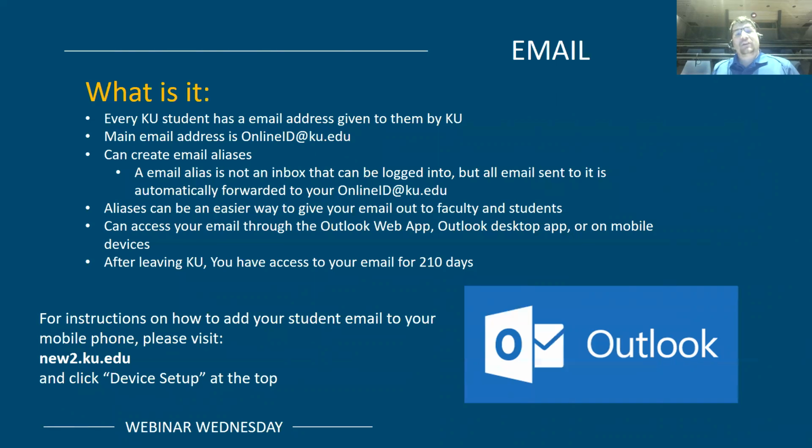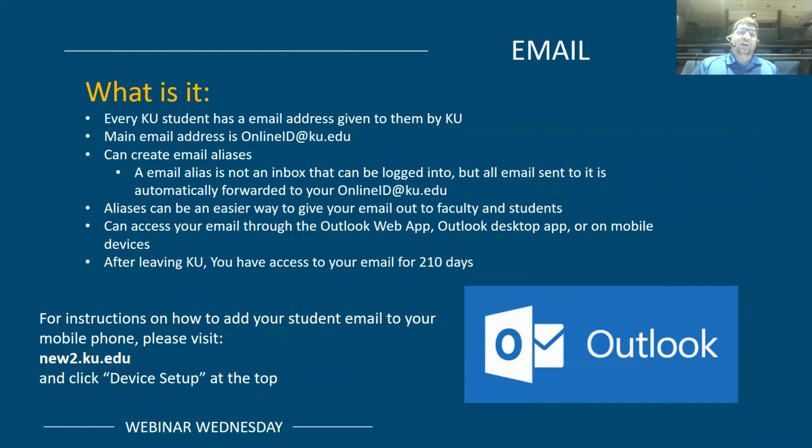What we do offer is the ability to create an email alias. An email alias is not an actual email address that you are creating, but more like an easier way to give people your email address other than giving that alphabet soup, as we like to call it, or your online ID. So for me, my email alias is edelatorre@ku.edu.